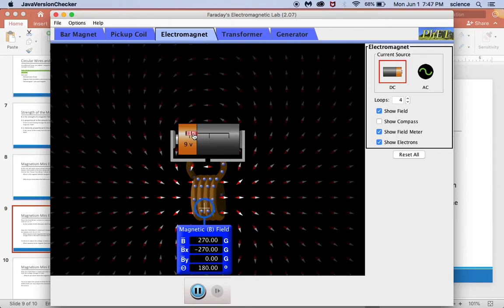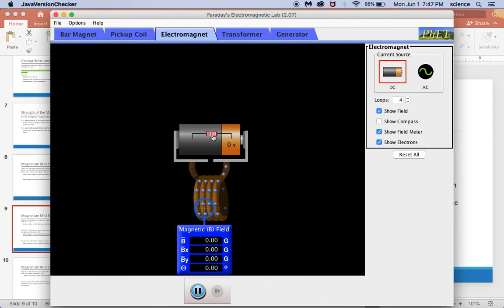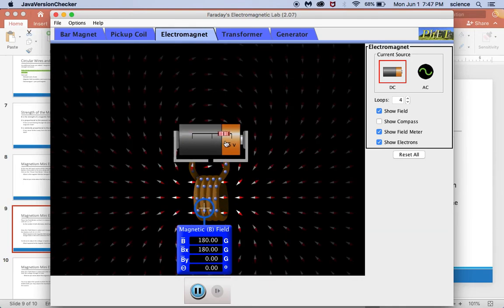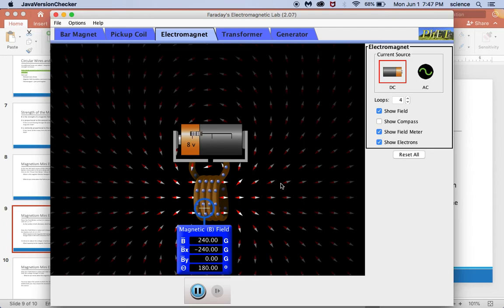So the strength of the magnetic field is still the same, so I'll put this all the way back to 10 and it's 300, but the polarity of the magnetic field has switched so that now the north end of these compasses are pointing to the left and the south end of the compasses are pointing to the right. So we can watch it change as I do this. See, they flip, flip, flip, flip. So changing the direction of the current switches the direction of the magnetic field.